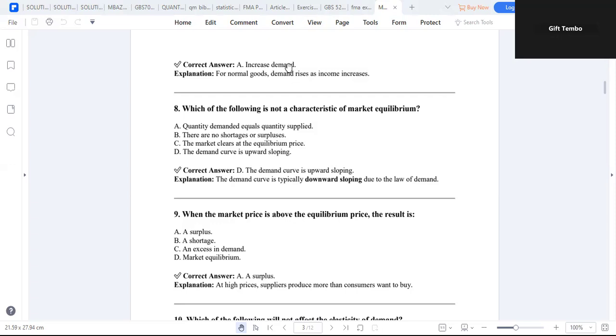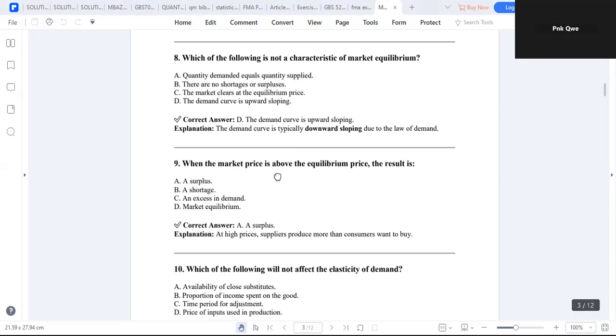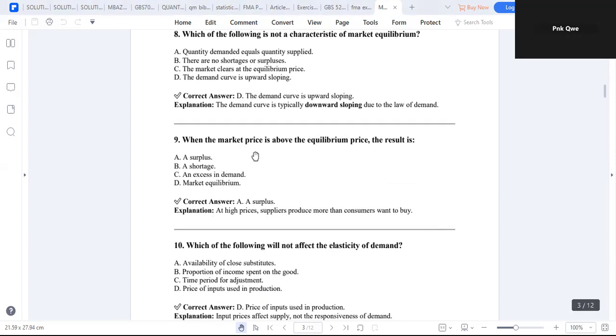All right, so we now go to question number 9. When market price is above the equilibrium price, the result is what? What you must understand is that a surplus is when we have excess supply. Excess supply happens when the price is above the equilibrium, so we have downward pressure on price. A shortage is where we have more demand, and this appears below the equilibrium, so upward pressure is on price.